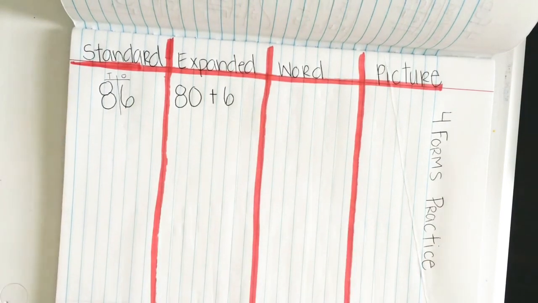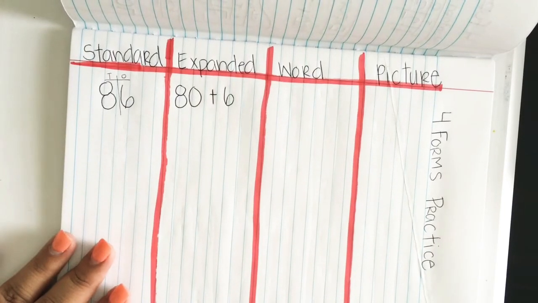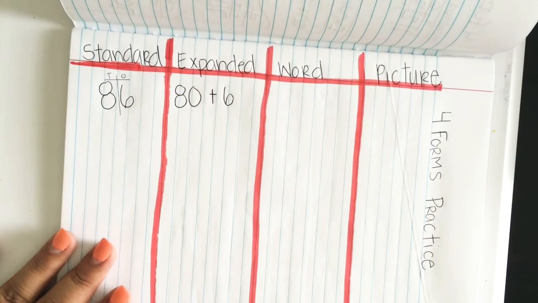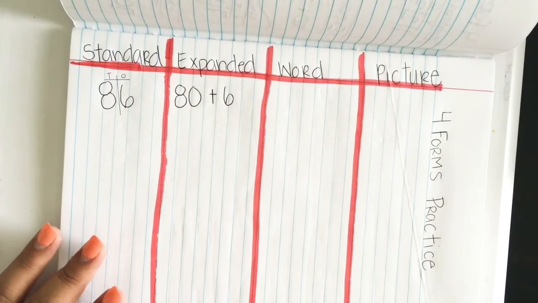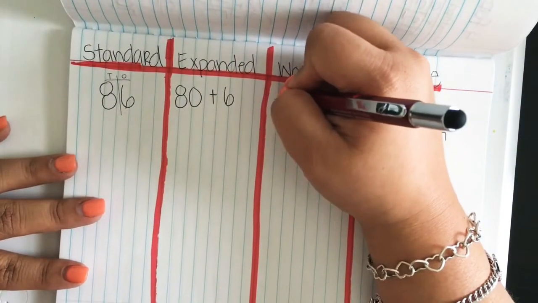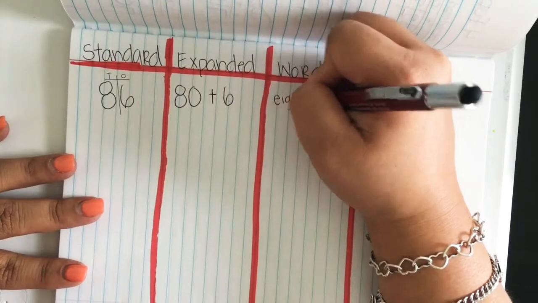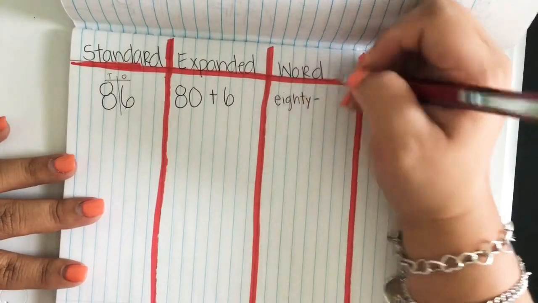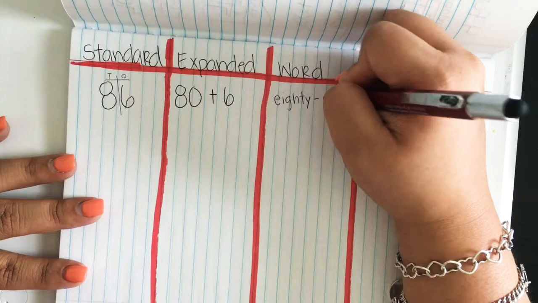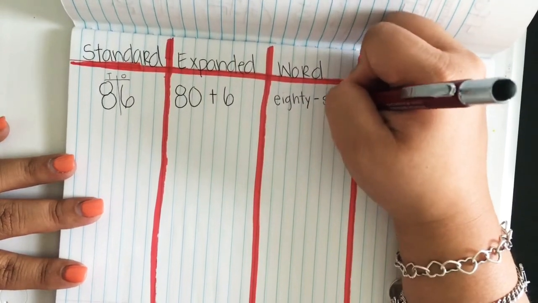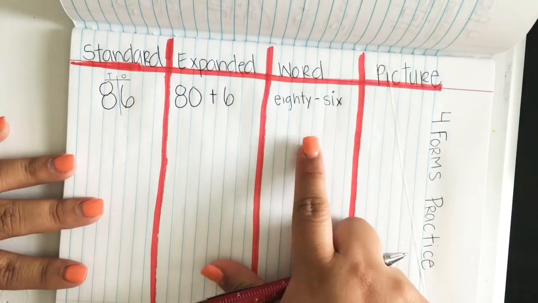Now we're going to move on to word form. And if you look on your virtual manipulatives folder, I added a hundreds chart in word form. So that's going to be able to help you with this word form section. So we're going to write it as we hear it. The number is 86. So I'm going to write 80, dash, because it's not one word, 6. That is our number in word form.